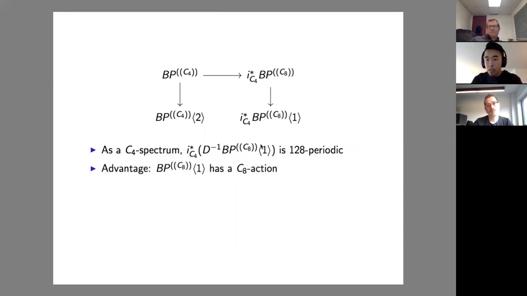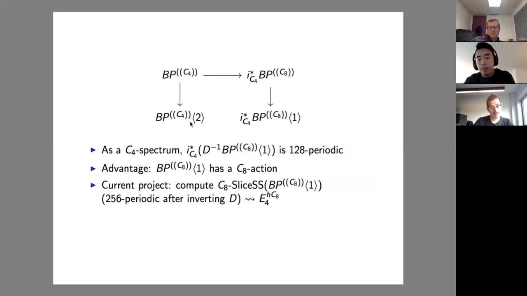But one advantage I would like to promote for BPC81 is that it has a C8 action. This BPC42 is also about the spectral sequence of a height 4 theory, but it only has a C4 action. It doesn't have a C8 action. Whereas BPC81 is encoding E4 with its full C8 action. And it's a current project to compute the C8 slice spectral sequence of BPC81 completely. By the HHR periodicity theorem, we know it is 256 periodic after inverting D. And once we have computed the slice spectral sequence completely, that will give us information about E4HC8.